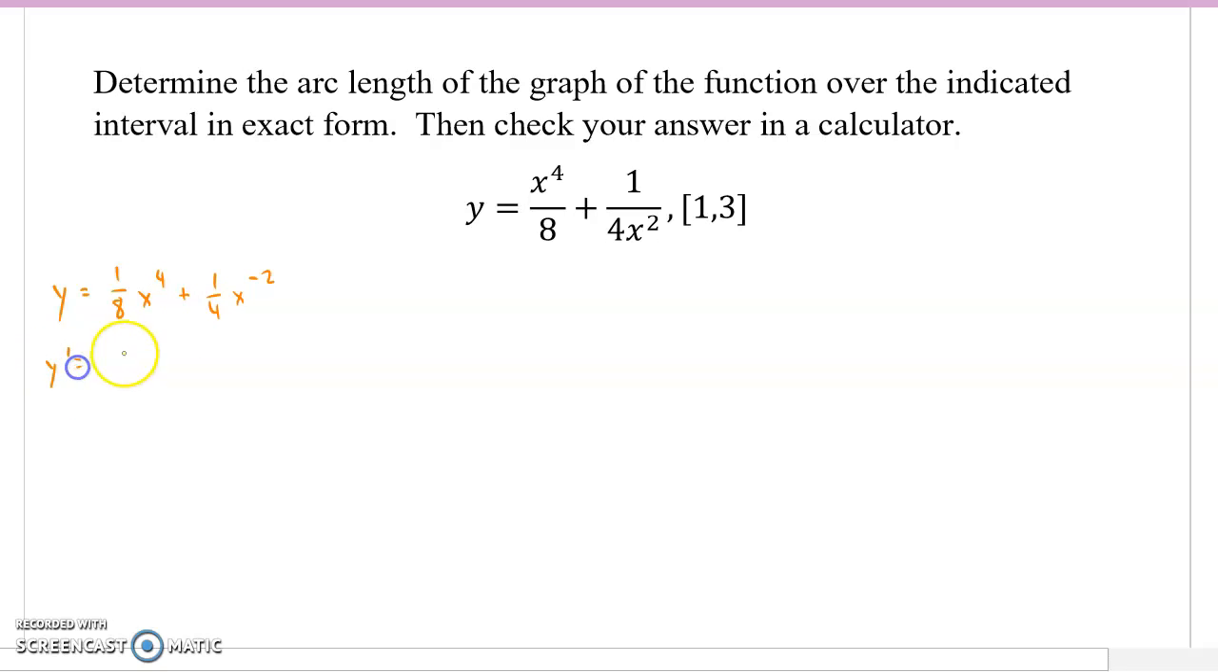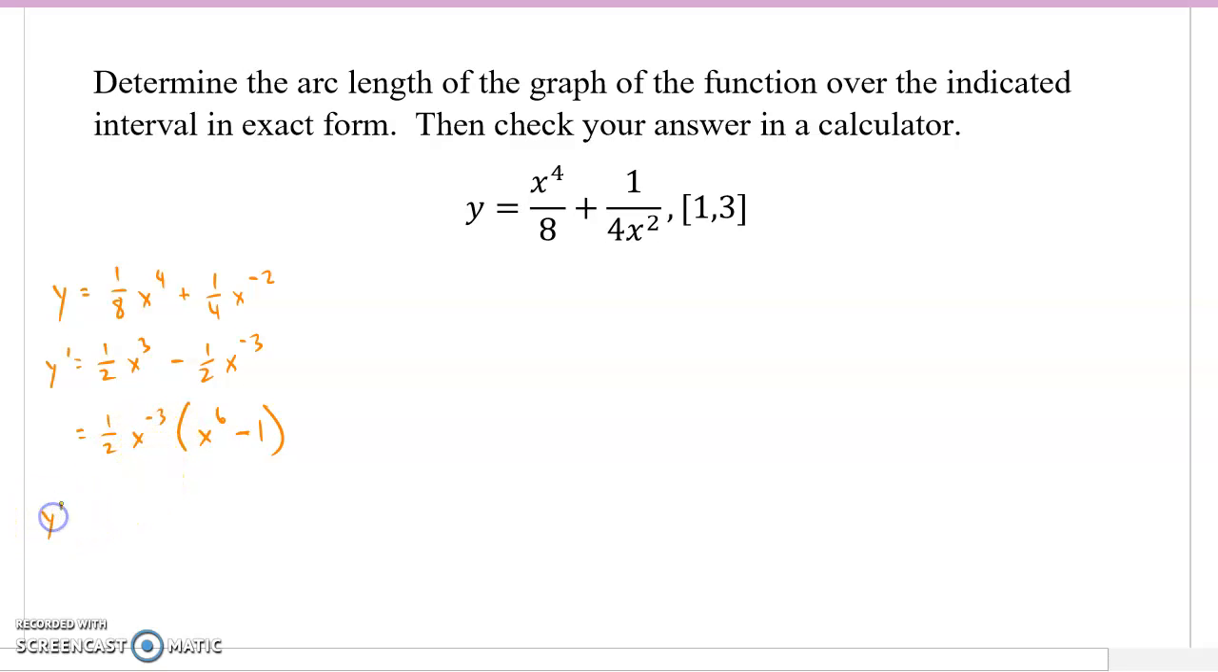So when we take the derivative, it's just the power rule. So we get 1/8 times 4 is 1/2 x to the third. We've got 1/4 times -2 is -1/2 x to the -3. And we're going to square that, but it might be easier if we factor out the GCF first. That just might make things a little bit easier for our squaring purposes. Get all the messy stuff in one place in one term.